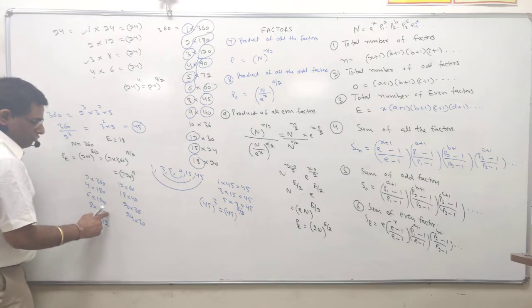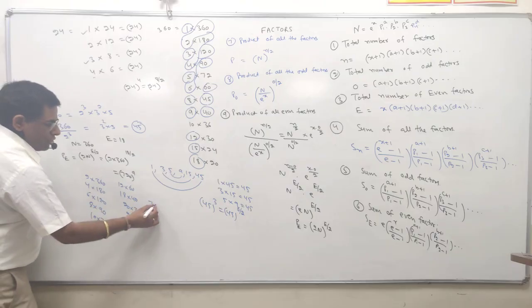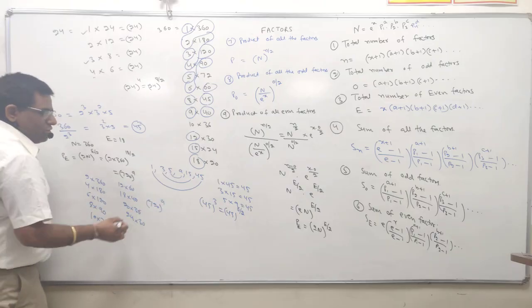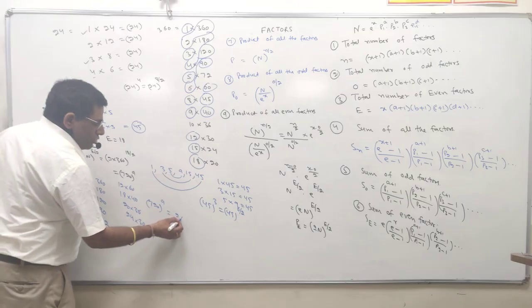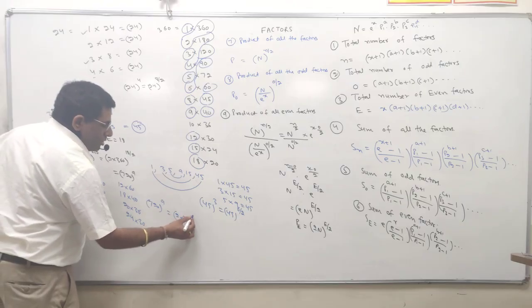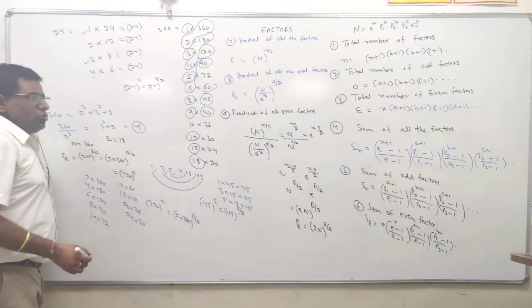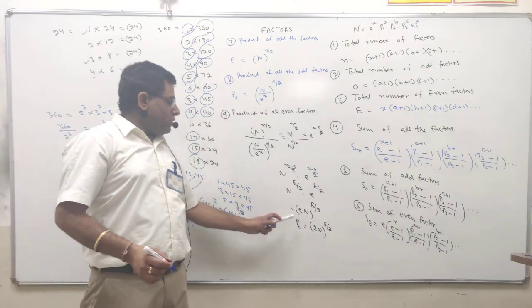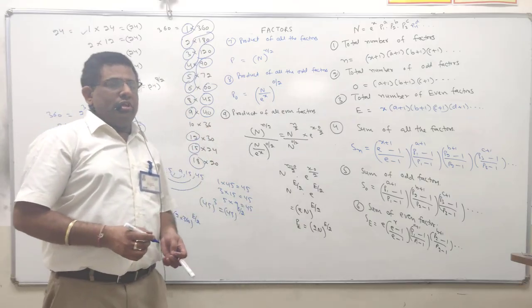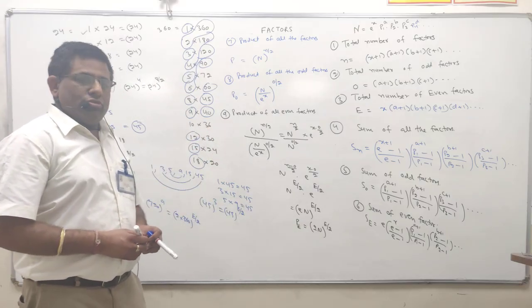This is 1, 2, 3, 4, 5, 6, 7, 8, 9. So the product of all the even factors comes out to be 720 raised to power 9. That is 2 into 360 raised to power e by 2, the total number of even factors divided by 2. So the product of all the even factors comes out to be (2n) whole raised to power e by 2. Hope it is clear to all of you.